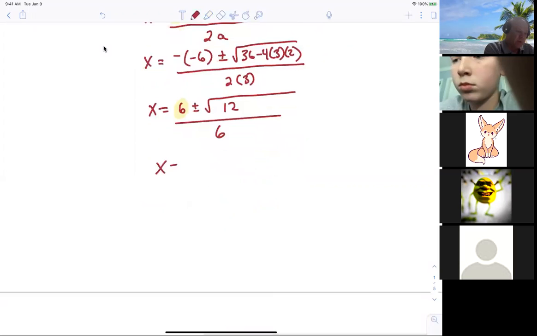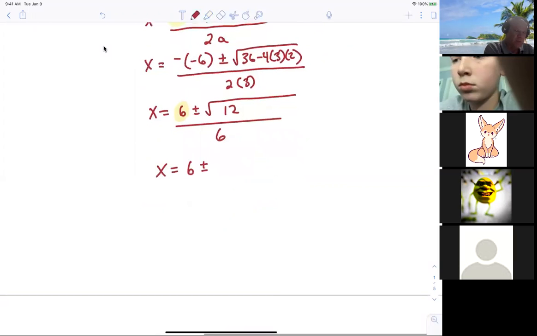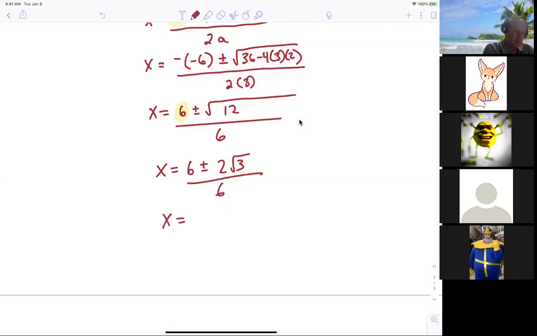So now I have x equals 6 plus or minus. We know 12 is 4 times 3. Square root of 4 is 2. So we have 2 radical 3 over 6. And then we divided it through by 2. So x equals 3 plus or minus radical 3 over 3. Now remember, technically this is a 1, but I just don't have to put it there.